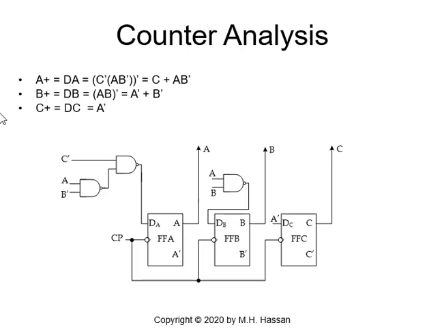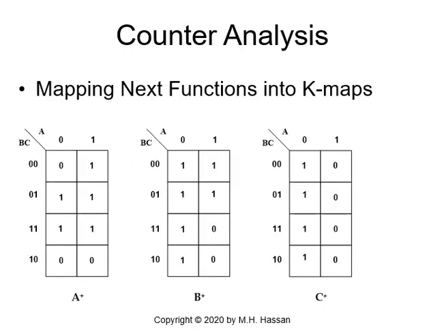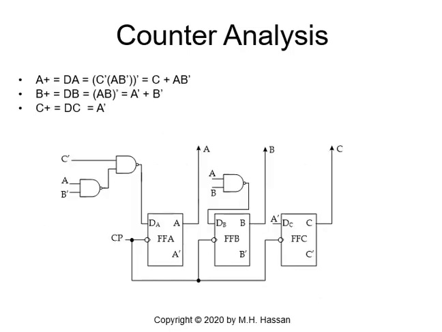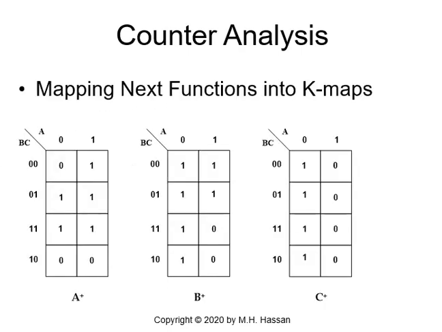Once we have those equations, we will map them into K-maps. So we will map the equation A plus into ABC. By mapping, we get the following K-map for A plus. How did we get this? We know that A plus is C or AB prime. Those 4 cells represent C when we map, because this is C. And since 0 will cancel out with 1 for the B, those cells will represent C.